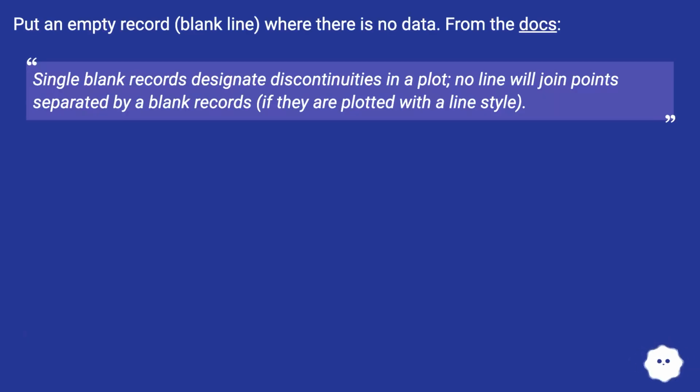Put an empty record, a blank line, where there is no data. From the docs: single blank records designate discontinuities in a plot. No line will join points separated by a blank record, if they are plotted with a line style.